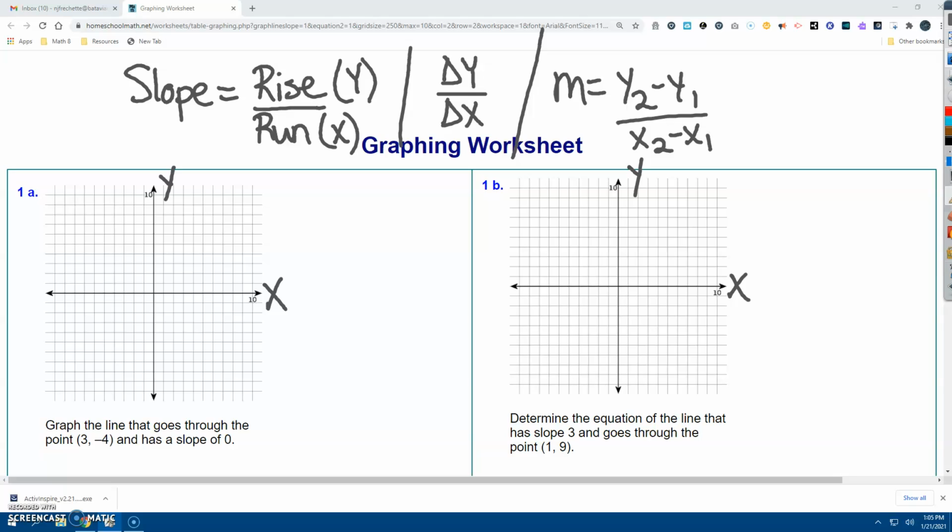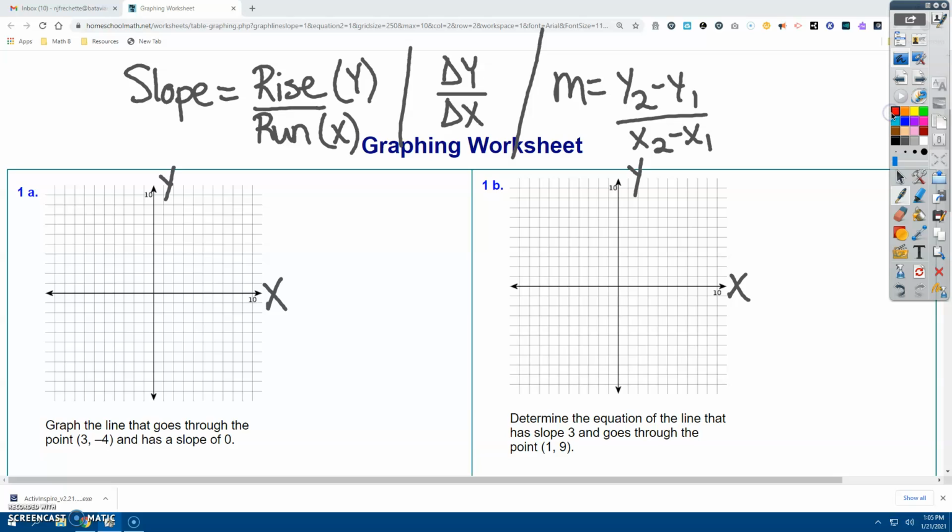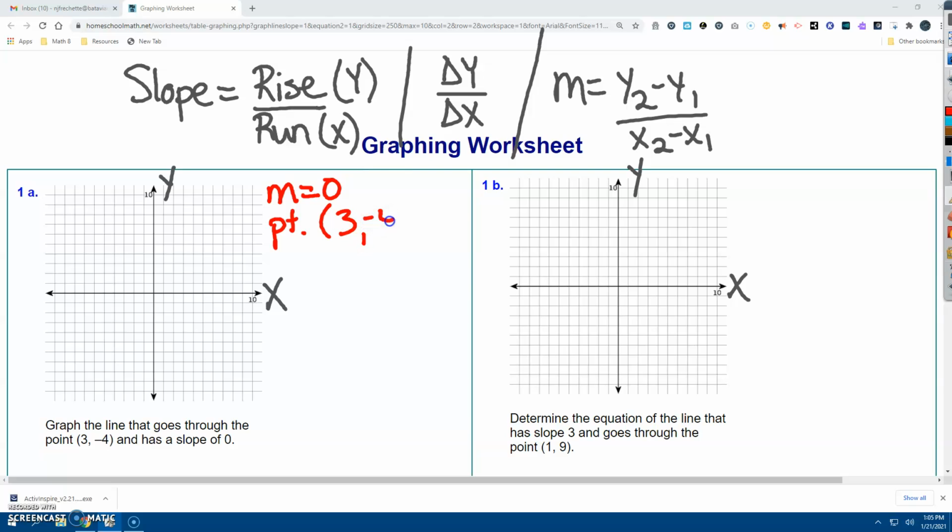So let's look at our first one. Graph the line that goes through the point (3, -4) and has a slope of 0. So for us to do this, I'm going to first change some colors here. Let's do red. Our slope is a 0 slope, so m is going to equal 0. And the point we're looking at is (3, -4). We're going to put (3, -4) right here.